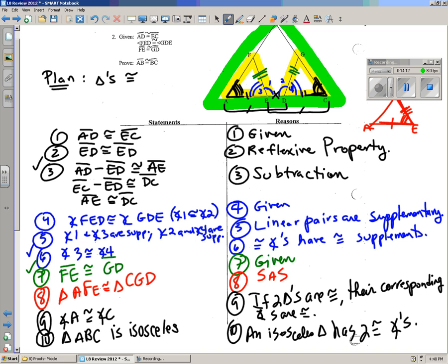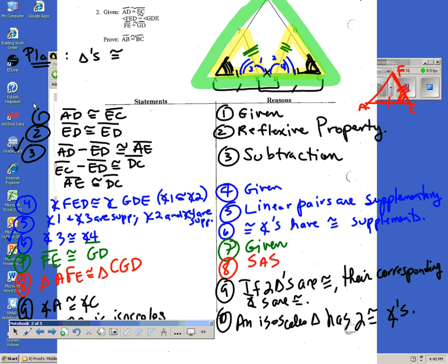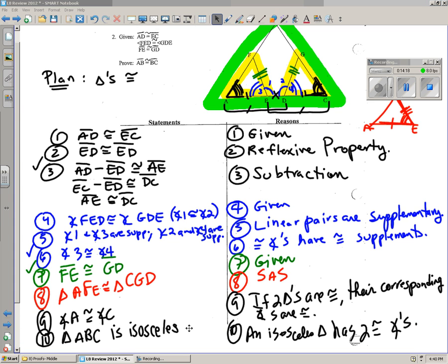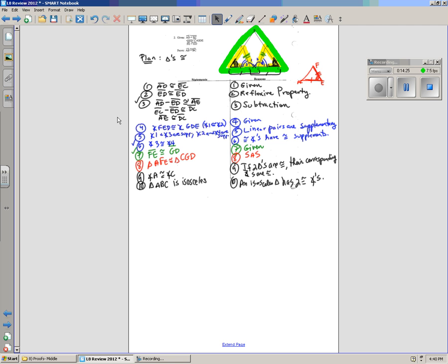And since the big green triangle is isosceles, I'm just going to zoom, whoops, didn't mean to do that. I'm just going to zoom out a little bit here. Not that far.